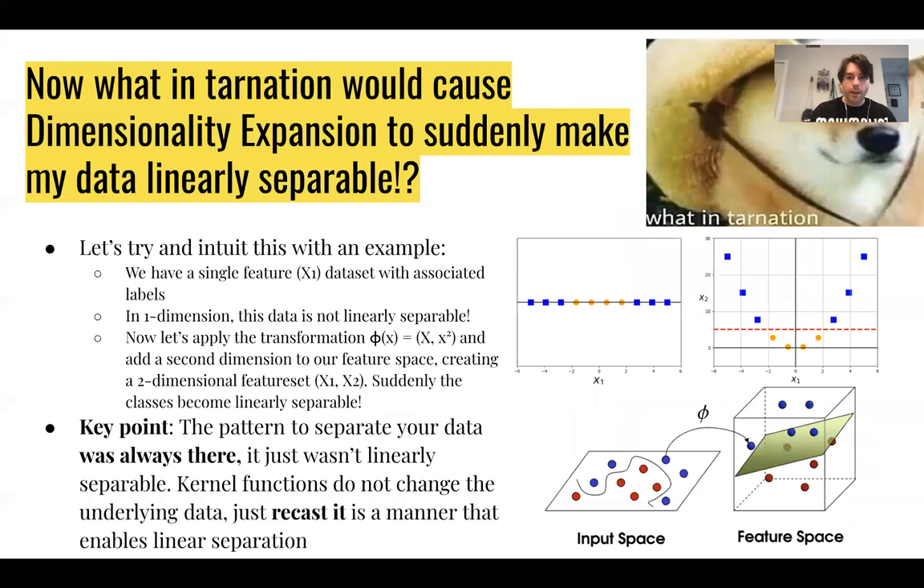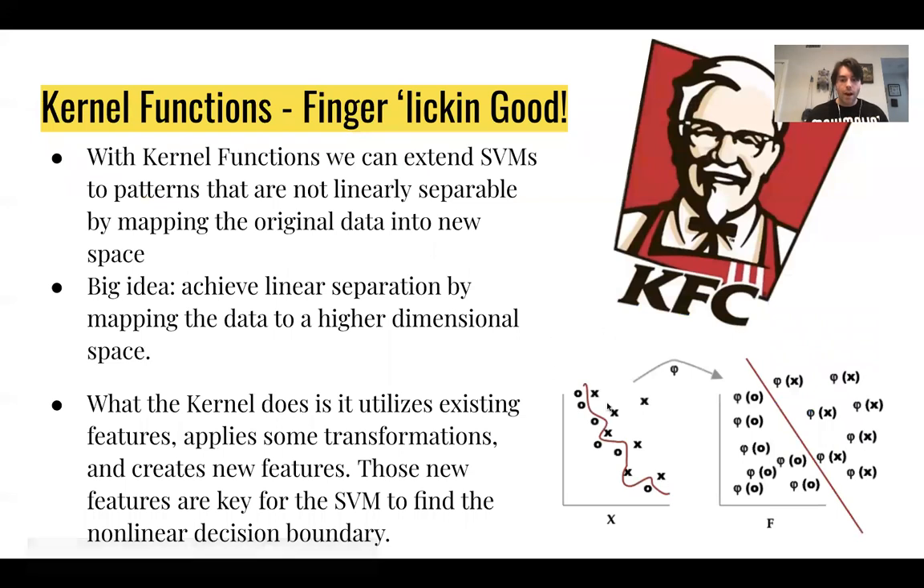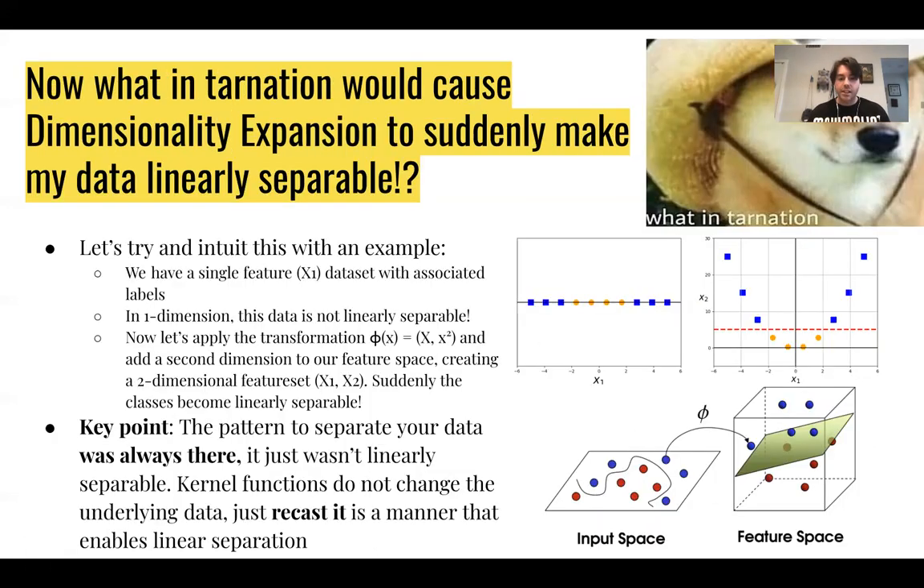If you are like me and you first learn about kernel functions, your approach will probably be something like mine. I was like, what in tarnation would cause pure dimensionality expansion to suddenly make my data linearly separable? Unless I am inventing new stuff about my data, unless I am making up information that doesn't exist, how is it that I can somehow magically go from something that is not linearly separable to something that is? That just doesn't seem particularly okay to do.